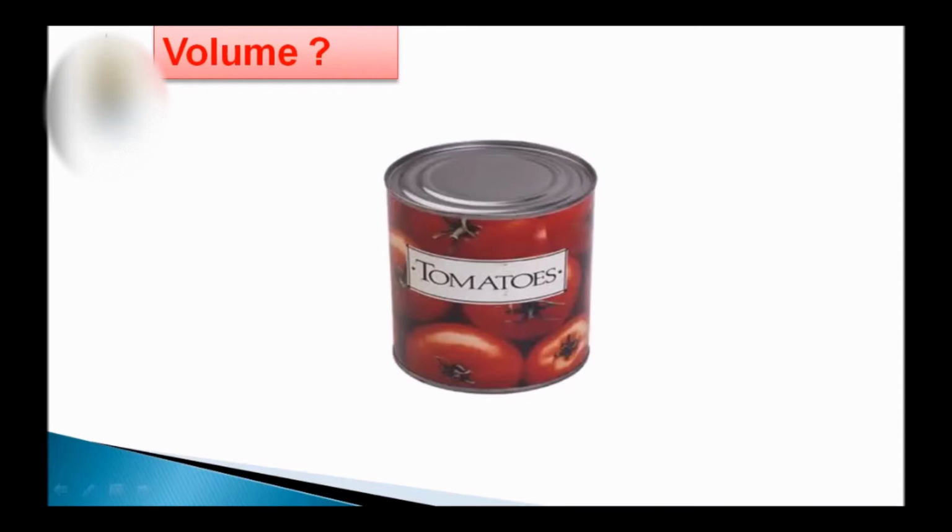Now, first of all, let us see what is the meaning of volume. As I have told you in previous lesson, this can is the best example of right circular cylinder. Volume means capacity: in this cylinder, how much material can be accommodated. It is called volume.